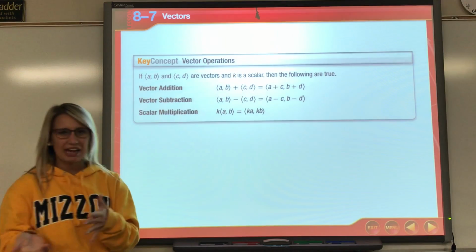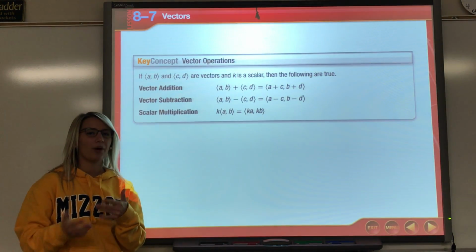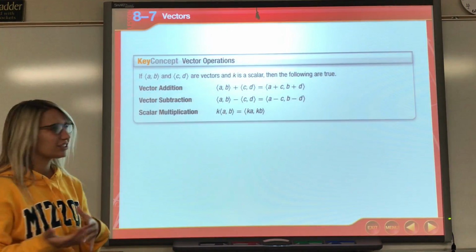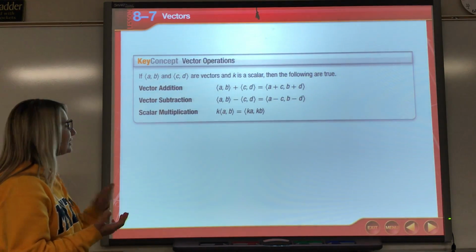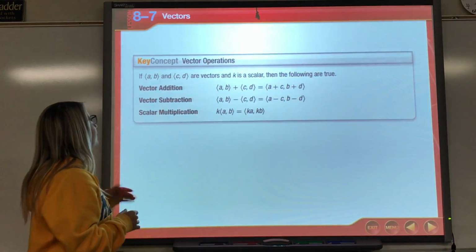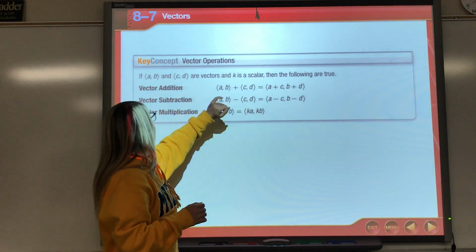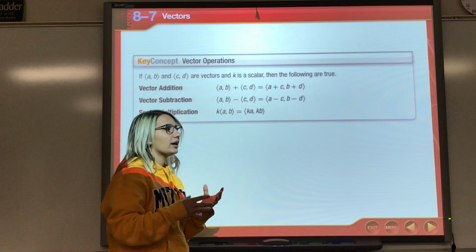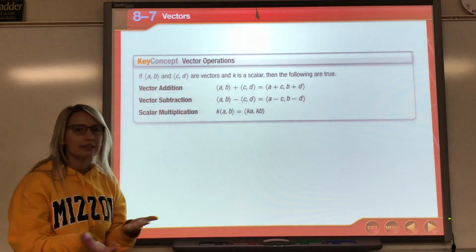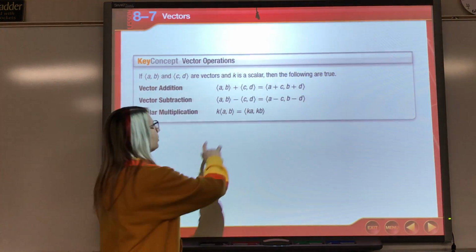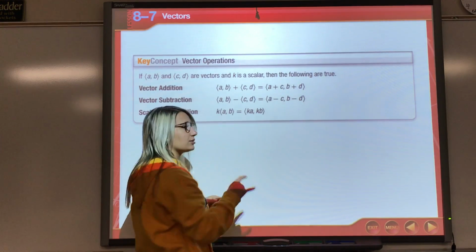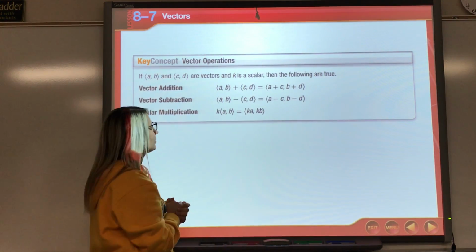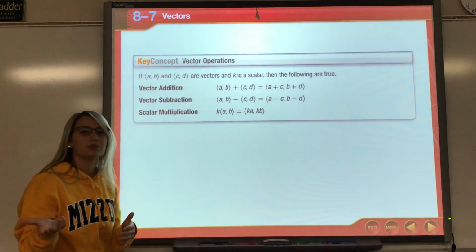Okay, so that was kind of the hard part. This is going to be a little more fun. Some vector operations: we can add, subtract, and multiply by a scalar. When we add vectors, here we have vector A, B and C, D, it's just like adding ordered pairs. We take the x values, so A plus C, and then B plus D.